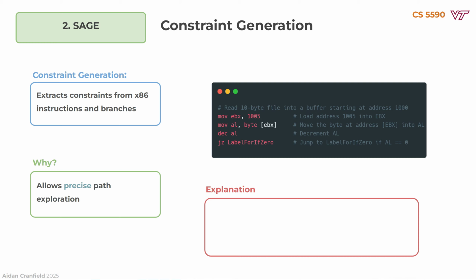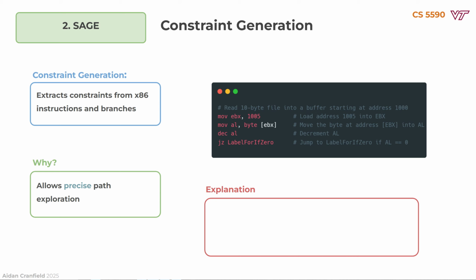So now we're going to go to constraint generation in Sage, and we're going to look at some assembly code and how it generates those constraints. Constraint generation in Sage extracts constraints from the x86 instructions and branches. The key idea of this is that Sage tracks a symbolic value for input-dependent operations and builds logical connections to systematically and precisely explore new paths.